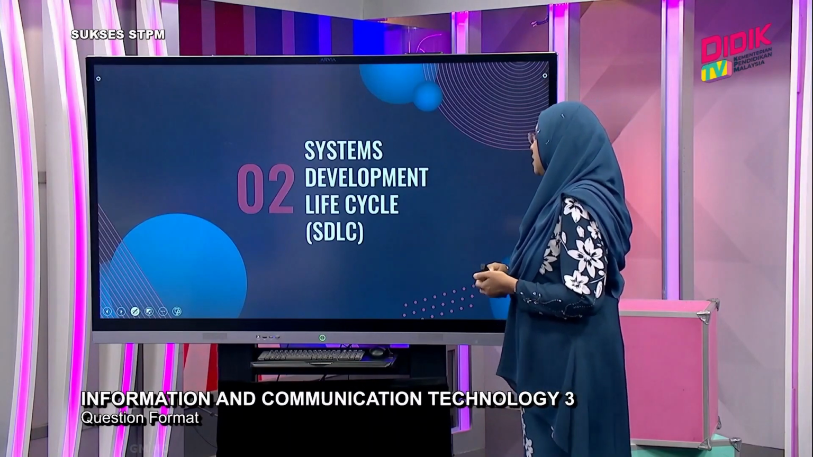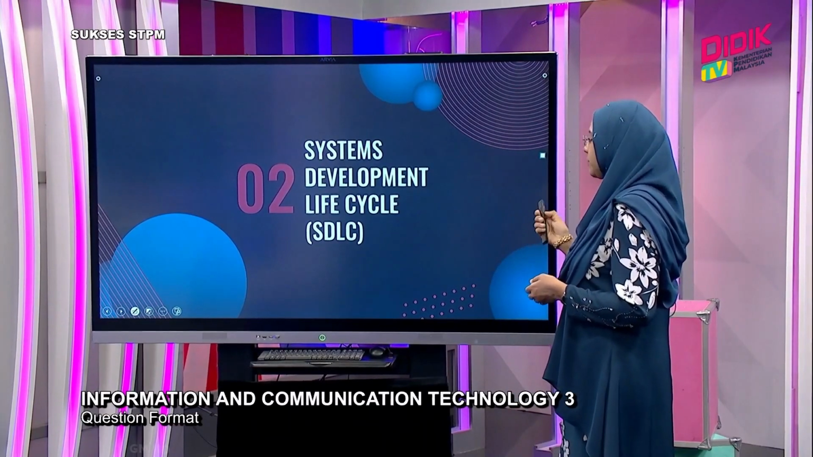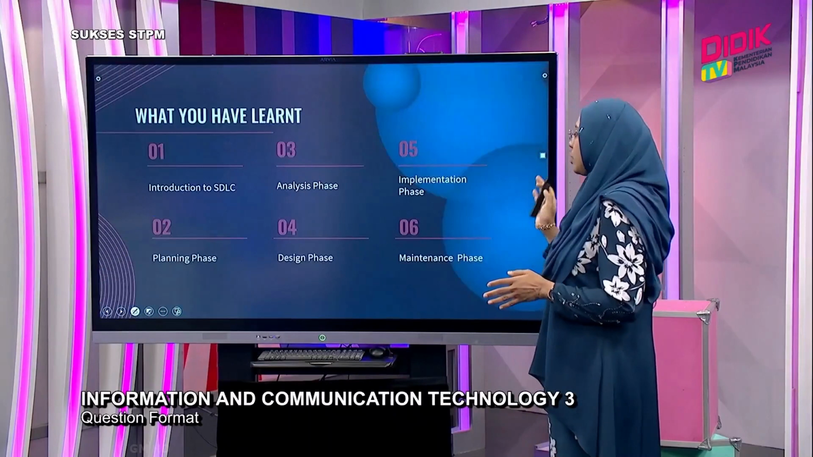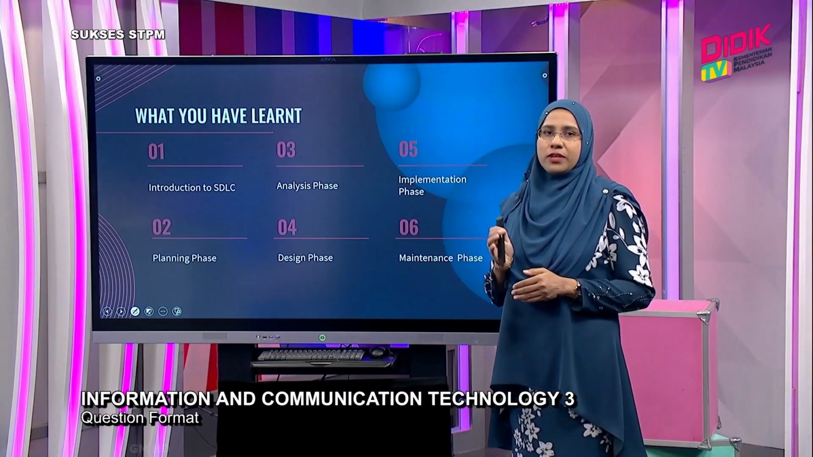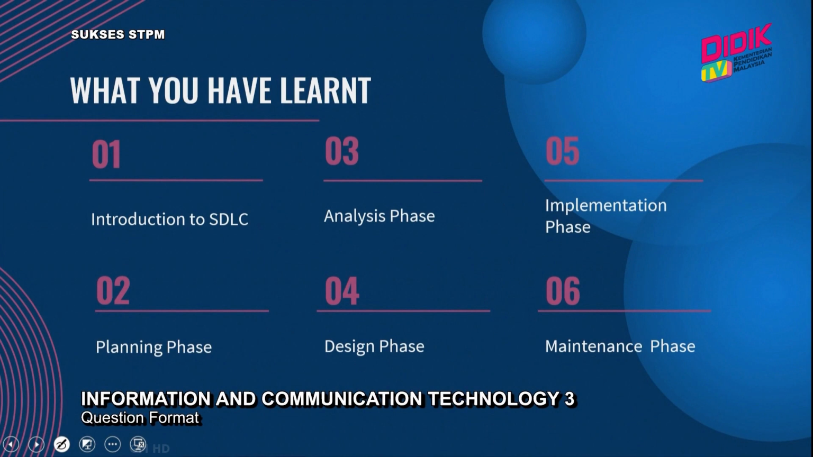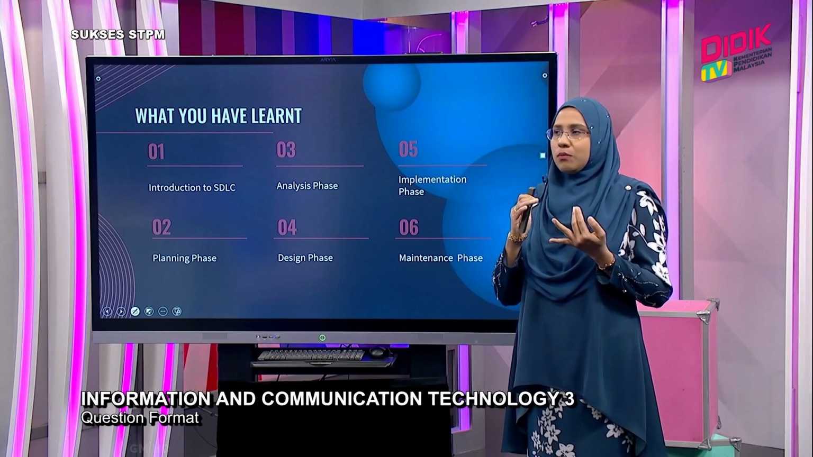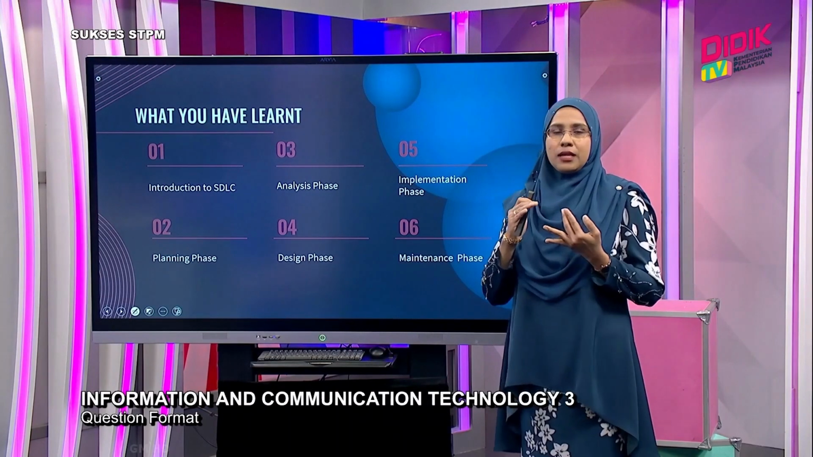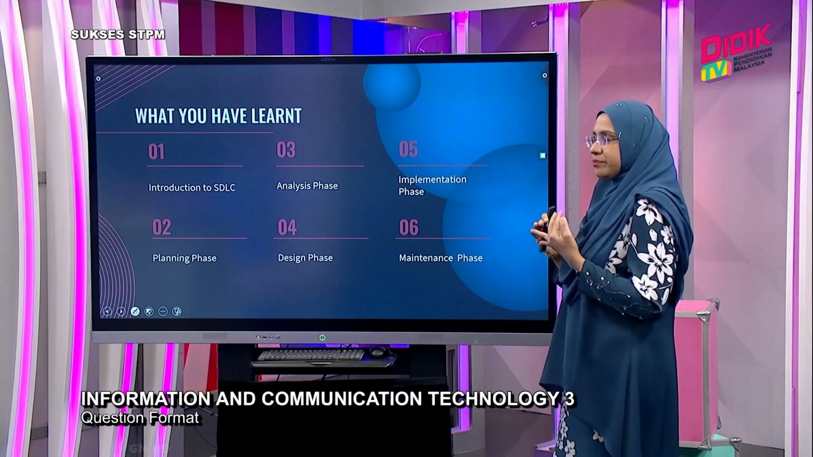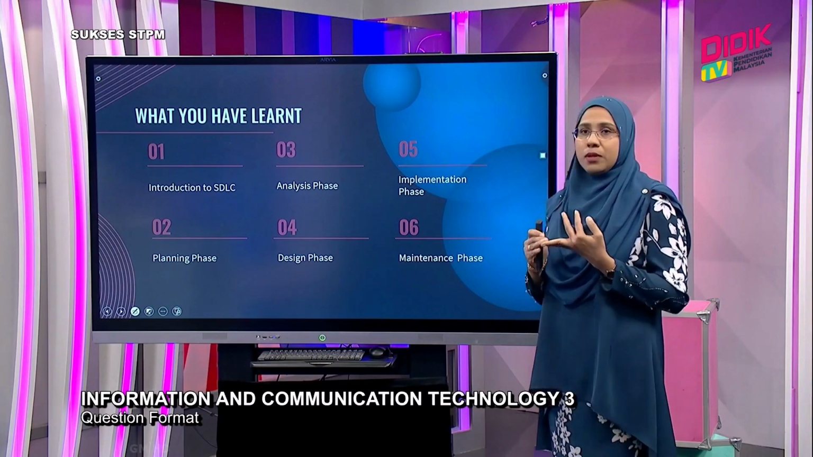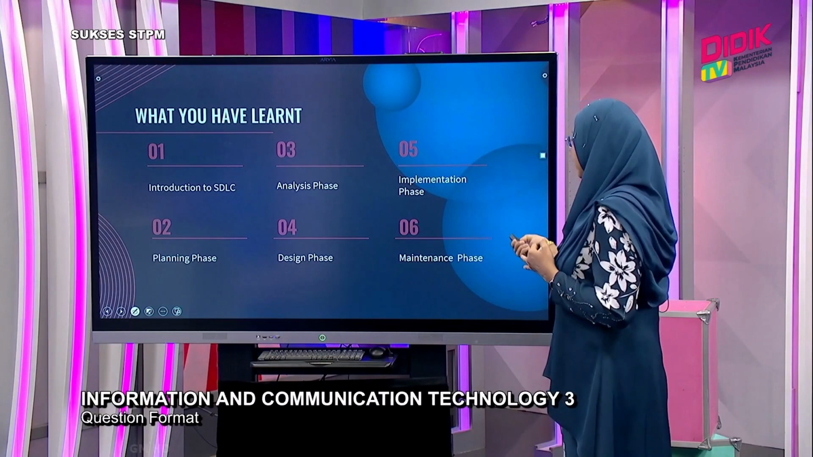For the second chapter, System Development Life Cycle, this is a very big chapter and what you learn in this chapter is all 5 phases of the System Development Life Cycle. Starting with the planning phase, analysis phase, design phase, implementation phase and maintenance phase. What is important in this chapter is that you must know all the personnel involved, the activities, and the deliverables of each phase.